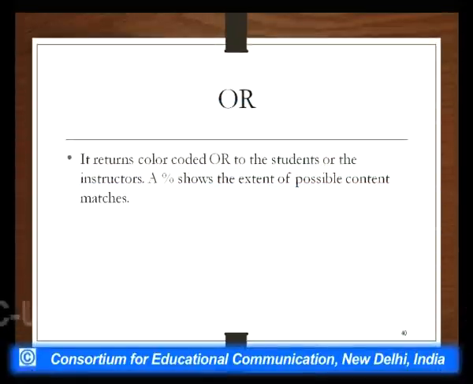Now, the originality report. Once the draft has been uploaded by the student or by the teacher, the system generates an originality report. It returns a color-coded originality report, and it shows the extent of possible copied content, or rather, to be more precise, what percent of the text matches with already published content which is available online.